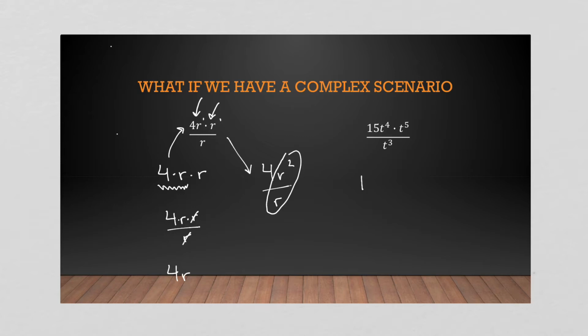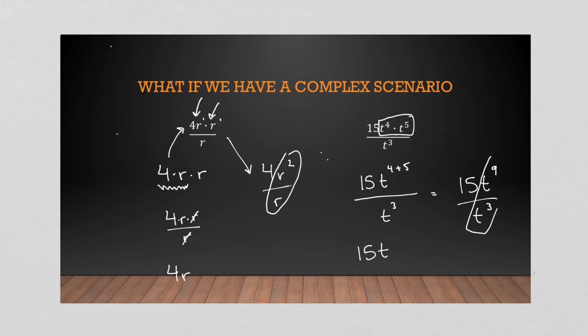So for the next one, we have 15, and then t to the 4 times t to the 5, which means we have t to the 4 plus 5 because we can combine those t's on the top, right? We can combine just that action there. And then on the bottom, we have t cubed. So this simplifies to 15t to the 9 over t cubed. So we get 15t, and now we common base here and here, 9 minus 3 is 6.